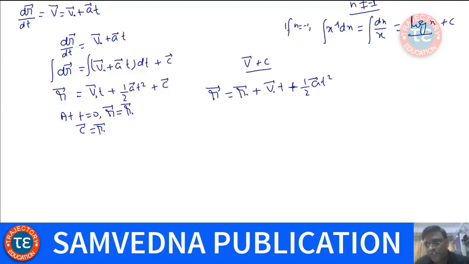And now if the body is confined to one dimension, the body is moving in one dimension, then this formula will be, I can take this coordinate system.